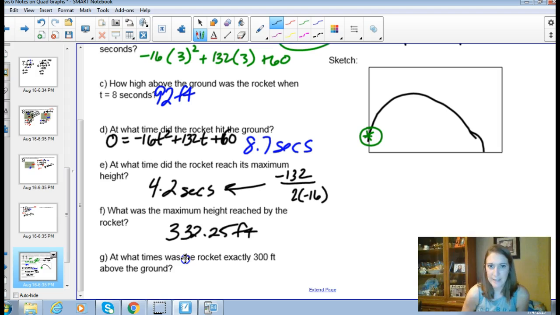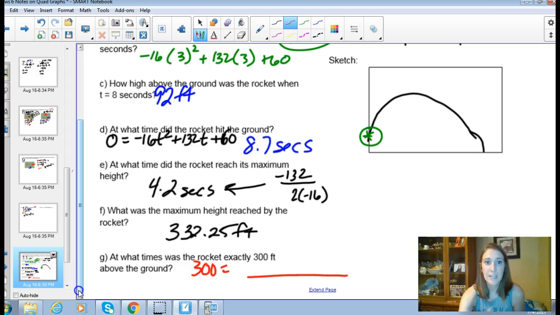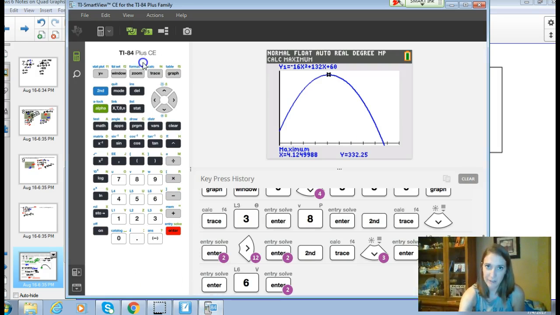At what time was it exactly 300 feet? So this algebraically would kind of be a pain because you would have to set up 300 equals the original formula. And then you'd have to subtract the 300 over and then use a quadratic formula or some other method to solve it. So if we already have it typed in our calculator, what if we did this?